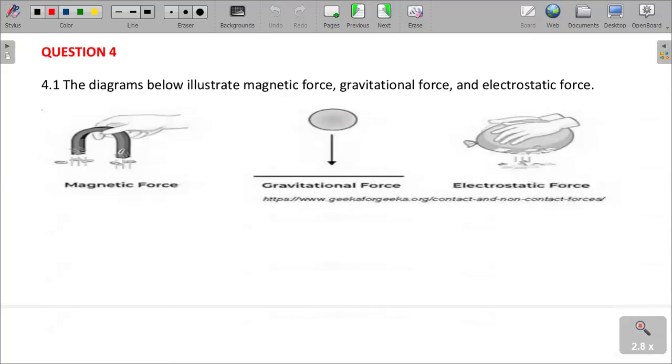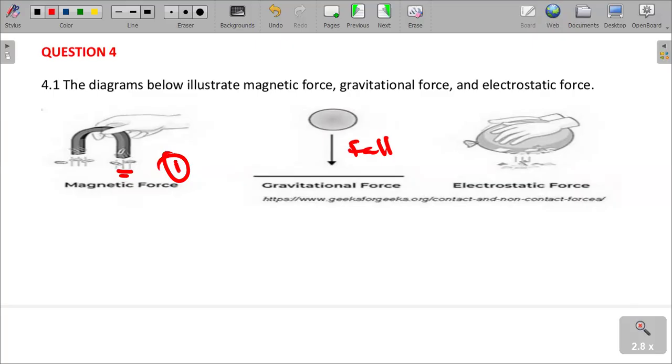And then we are given the diagrams below, which illustrate magnetic, gravitational and electrostatic forces. You can see a magnet exerting magnetic force, picking up some wires or pins, and then gravitational force, which is causing this one to fall. It is attracting whatever is in the atmosphere to the ground. And then we have the electrostatic force, which is shown by this person rubbing their hands and trying to pick up some pieces of paper given below.